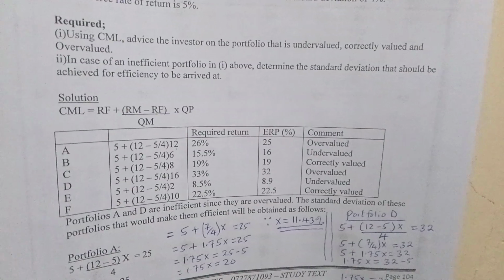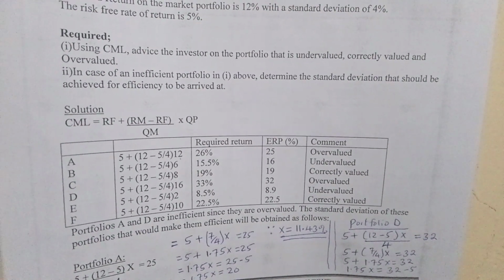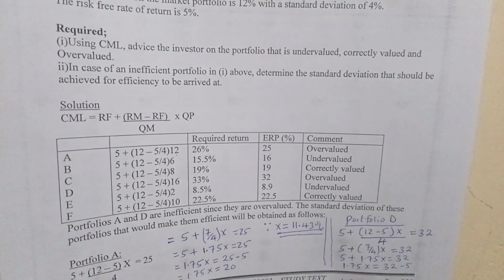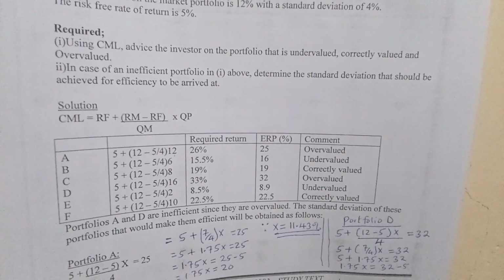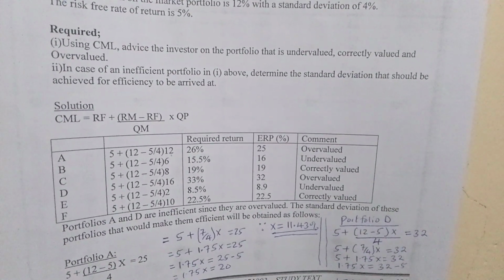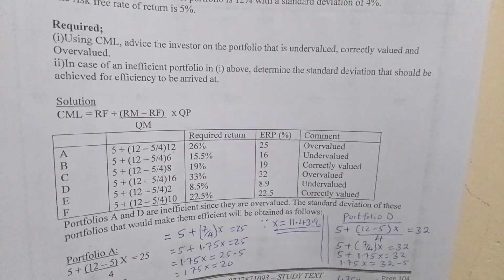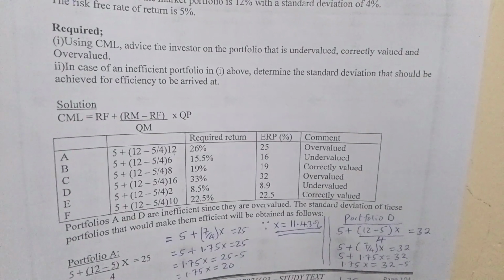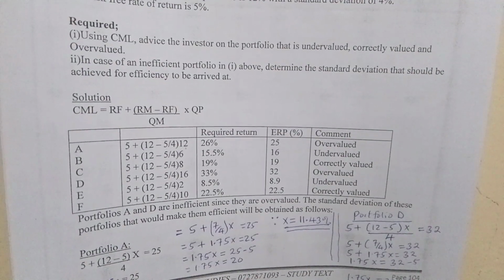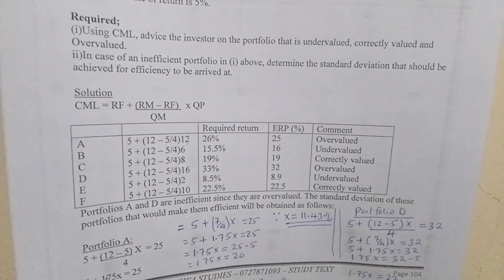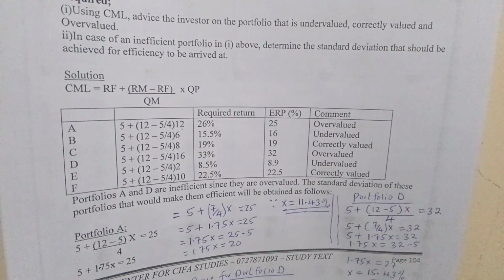For example, security A, 26 is more than 25, so that is overvalued. For B, 15.5% is less than 16%, that is undervalued. For C, required rate of return is 19%, expected is 19, that is correctly valued. For D, that 3 is more than that 2, overvalued. E, 8.5 is less than 8.9, undervalued. For F, 22.5 is the same as 22.5, that is correctly valued.